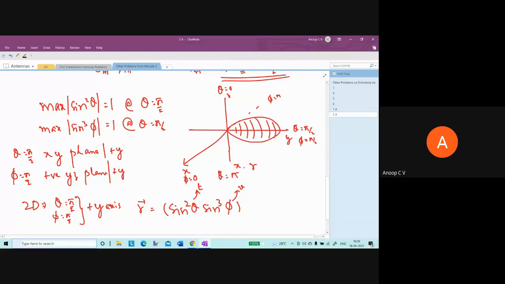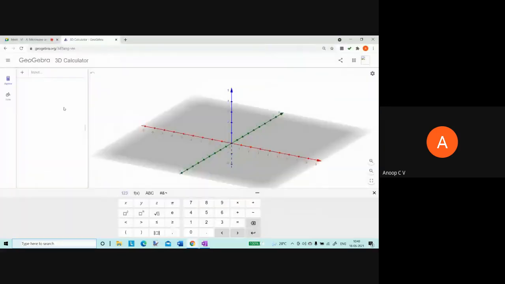So the x component will be r sine theta cos phi, or r sine t cos v, and y will be r sine t sine v, and z will be nothing but r cos t, where this r is nothing but sine square theta sine cube phi. This is what I am going to do. I am going to use the surface equation, and in a single step I'll write surface.